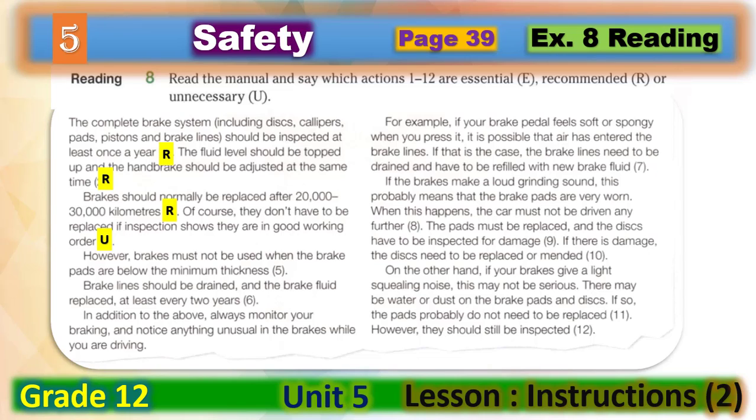Number 5. It's E. Good. It's essential. Next, number 6. Recommended. Number 7. It's essential. Good. What about number 8? It's essential also. Number 9, essential. Number 10, essential. Number 11, unnecessary. And finally, however, they should still be inspected. It's recommended. Good.